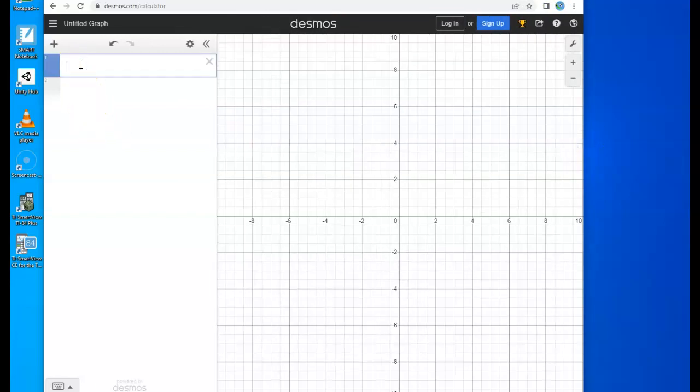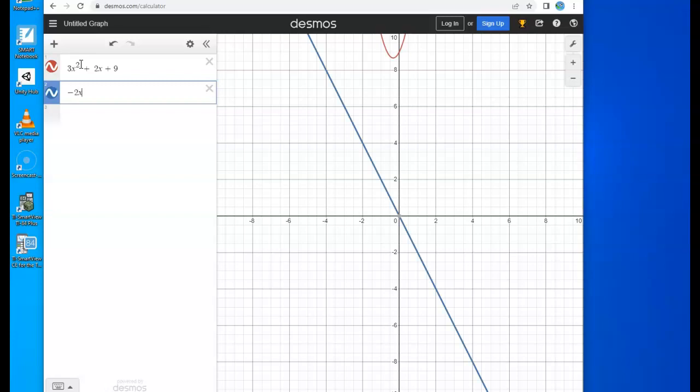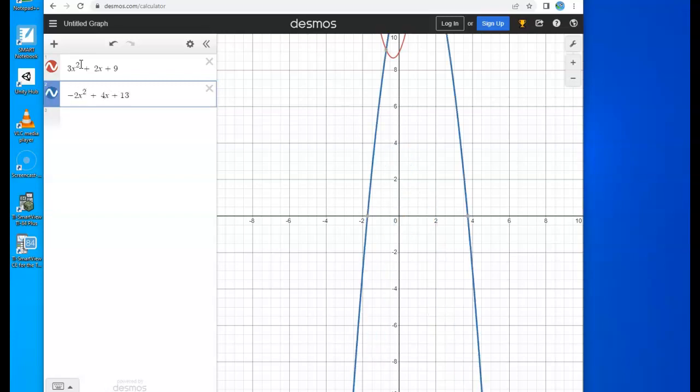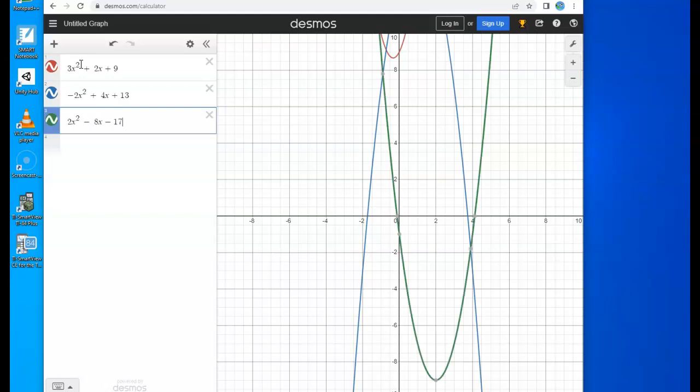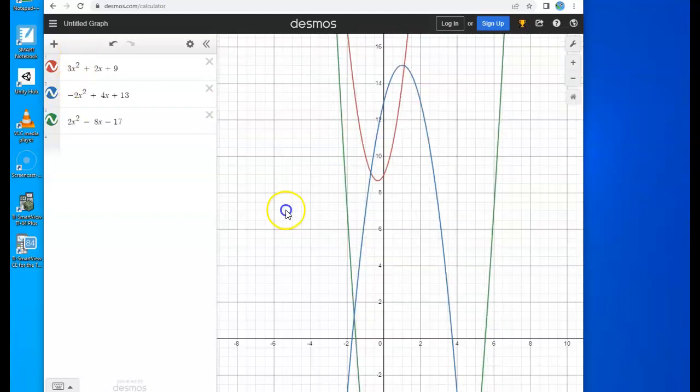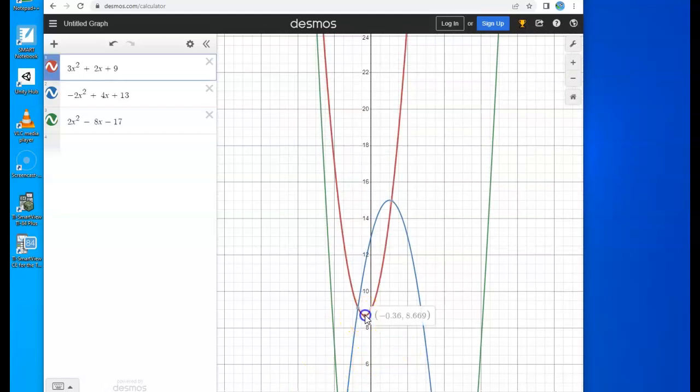Okay, so I'm going to type in the three that are in your review. 3x squared plus 2x plus 9, which is red. Negative 2x squared plus 4x plus 13, which is blue. And then 2x squared minus 8x minus 17, which is my green one. All right, so I will start with my red one. And I will click on the major points.